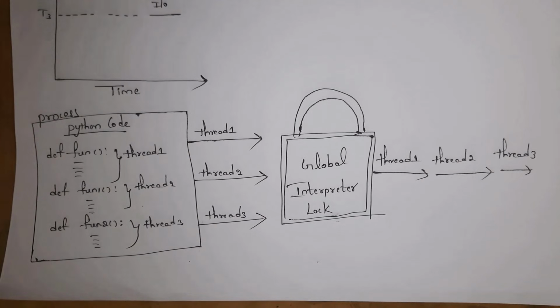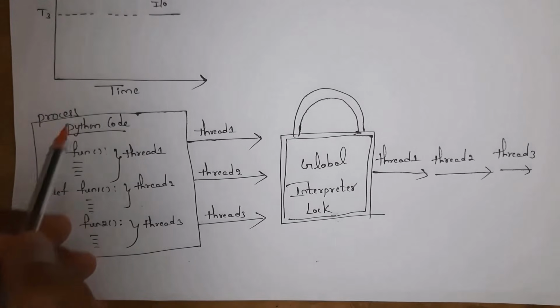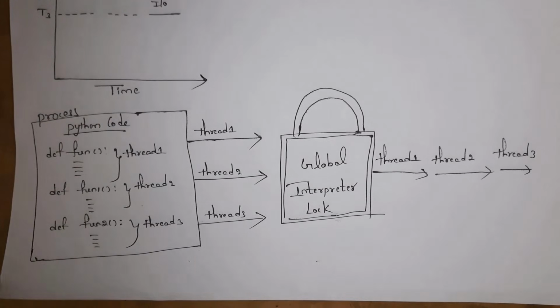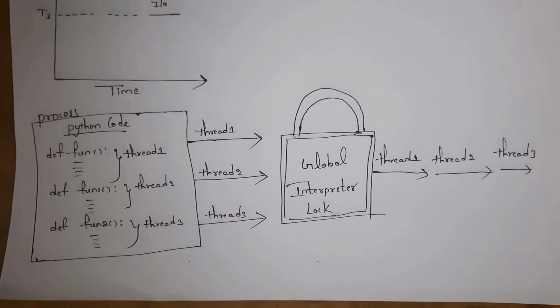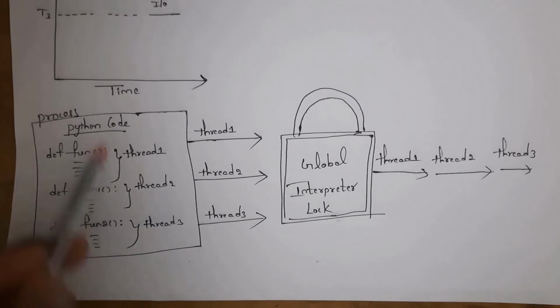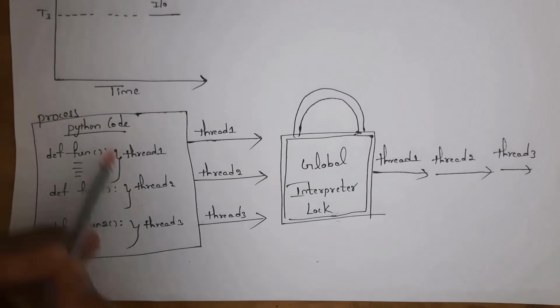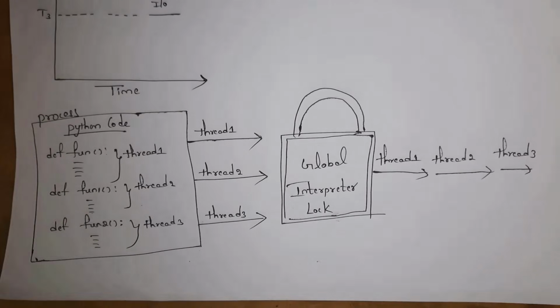Let us consider this example. This is Python code. This Python code contains three functions. They are function, function1 and function2. You need to know the meaning of process. A process is nothing but Python code which is under execution. This is Python code. Now I am going to execute this code. So we call this code a process.